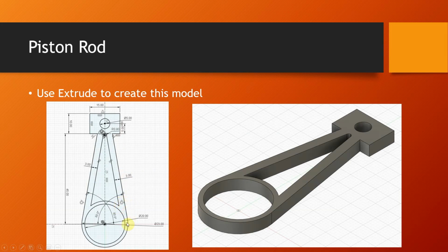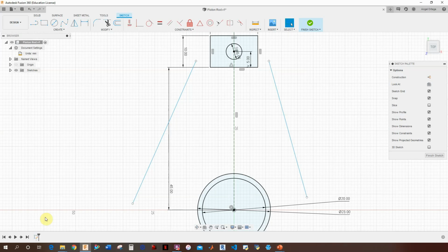So it's tangent to my outer circle, and it also has an angle, so it has that 80-degree angle, right? Same thing for the other side. Of course, it's just a mirror image. Okay, so let me jump into Fusion.